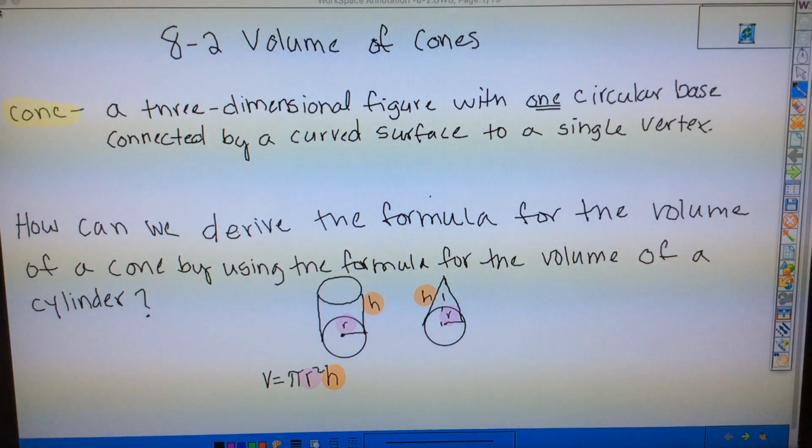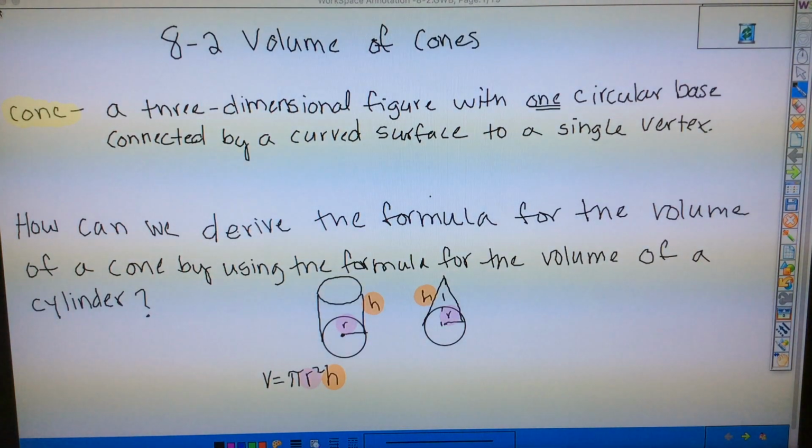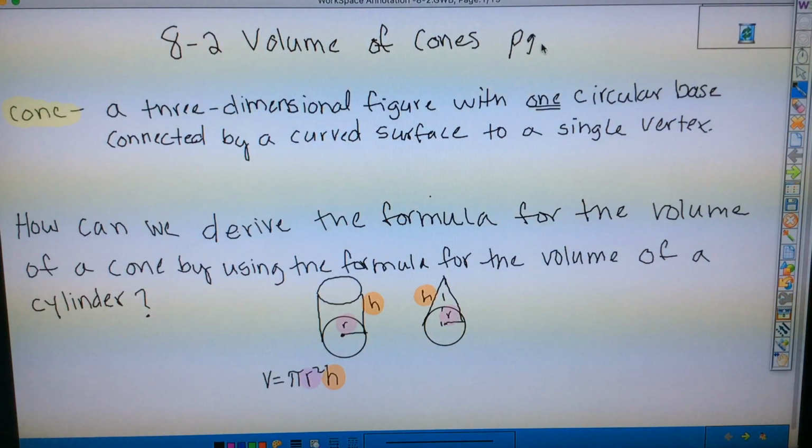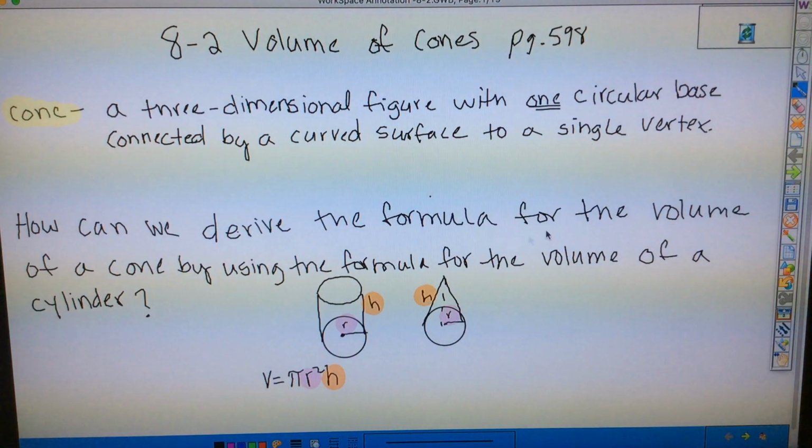Hey guys, we are going to take a look at Chapter 8, Lesson 2 today, volume of cones. You can follow along starting on page 598. Okay, so a cone, textbook definition of a cone, is a three-dimensional figure with one circular base connected by a curved surface to a single vertex.